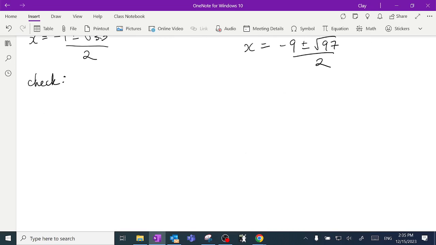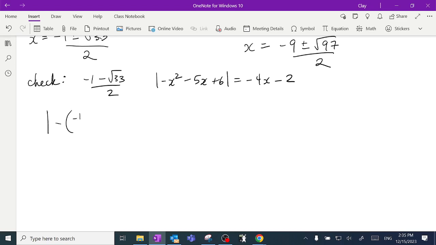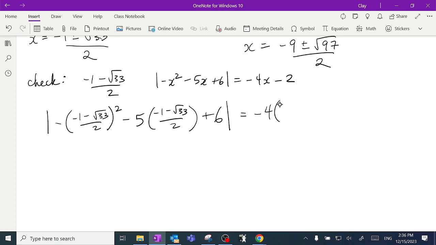So let's do our check. The first one I'm going to check is negative 1 minus root 33 over 2. What's the equation I'm checking it in? The absolute value of negative x squared, what's the original question again? I better make sure I use the right question. Plus 6 equals negative 4x minus 2. So if x is this number, and I put it here, here, and here, will it balance? This is fun for me. I love this. So the negative of this thing squared minus 5 times this thing plus 6, all absolute value, equals the negative of 4 times this thing minus 2.